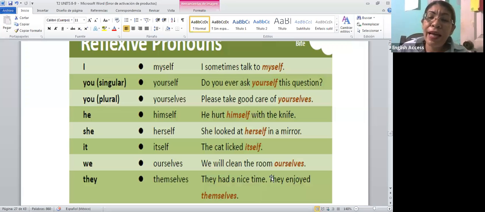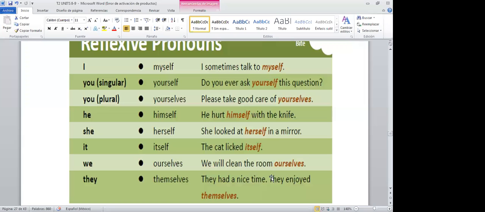Himself. He hurt himself with the knife. It means that when he was using the knife, nobody else did it, okay? So he cut himself, okay? Nobody else was around him. Herself, she looked at herself in a mirror, okay? Maybe she was using the mirror. She was the only one around. Nobody else was there. The next one, the cat licked itself. Okay, well, we already know that they do that. They like to lick itself. Do you understand the meaning of lick?